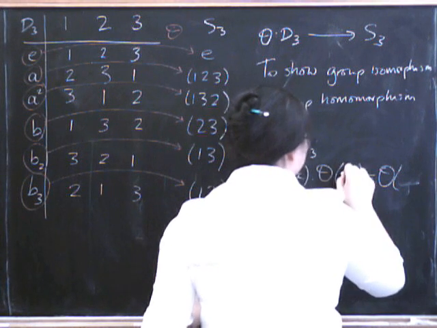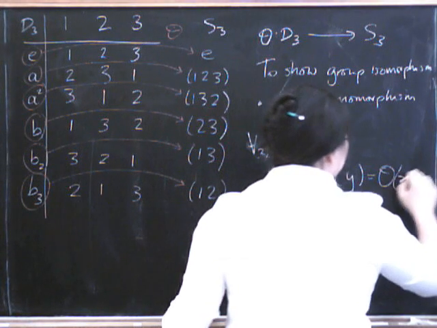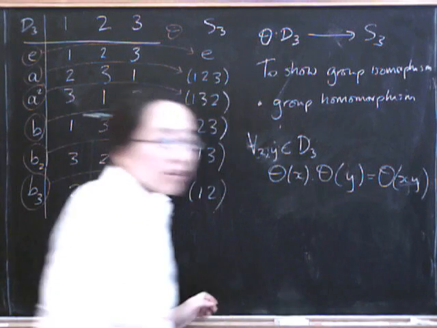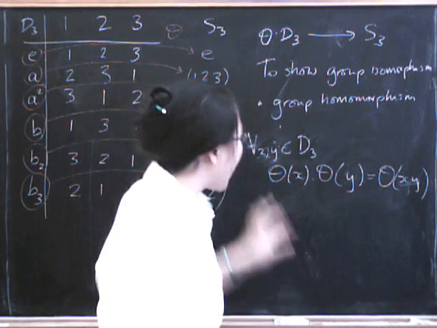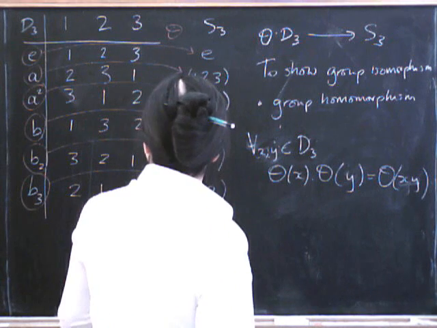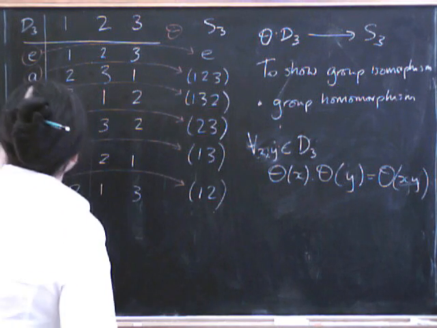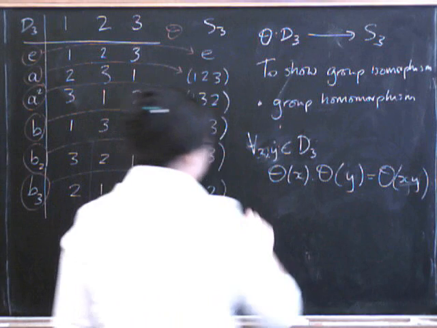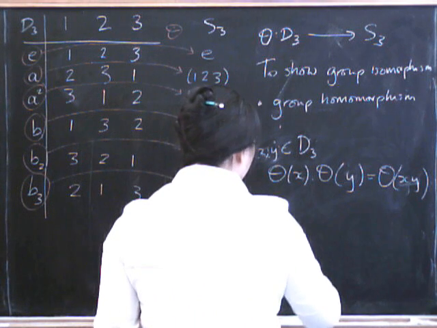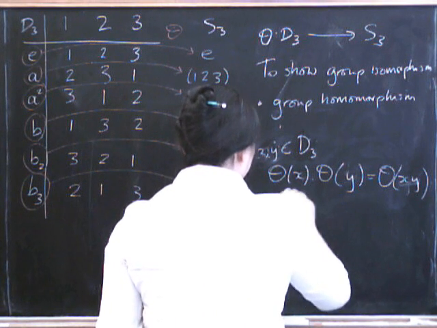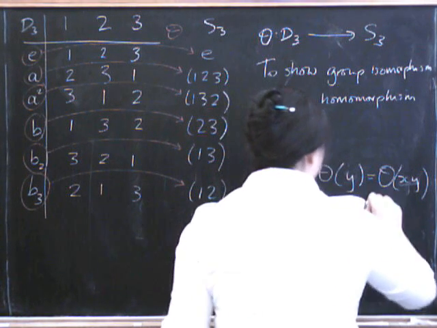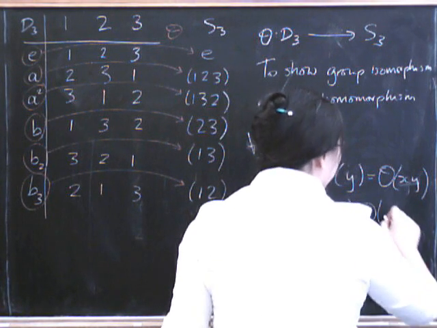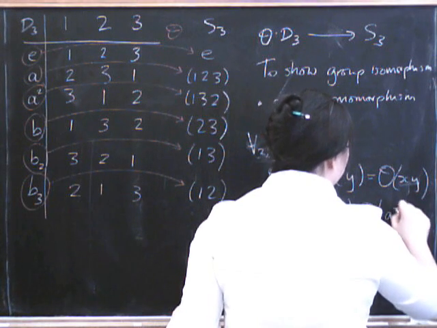Theta of x multiplied by theta of y is the same as theta of xy. And so technically you have to do this for every single pair of elements x and y in D3. So for example, we could try doing this to a and a squared. E.g., we need to say that theta of a times theta of a squared equals theta of a times a squared, which is a cubed.